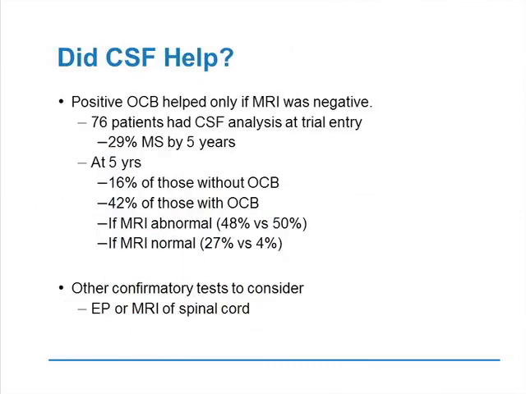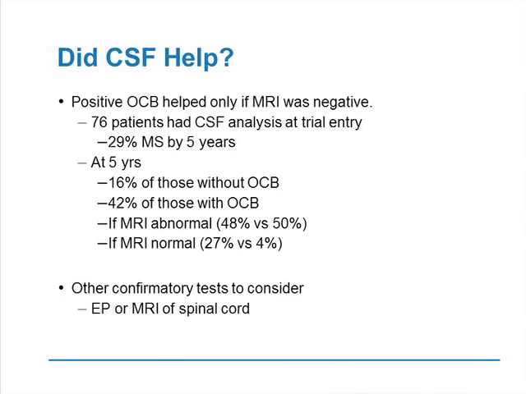So one of the common questions that we get from clinicians is, does spinal fluid help to determine whether someone's at high risk or low risk for MS? I want to reiterate that the number one best factor in determining whether or not someone's at risk to develop future demyelinating events after an episode of optic neuritis is the brain MRI.